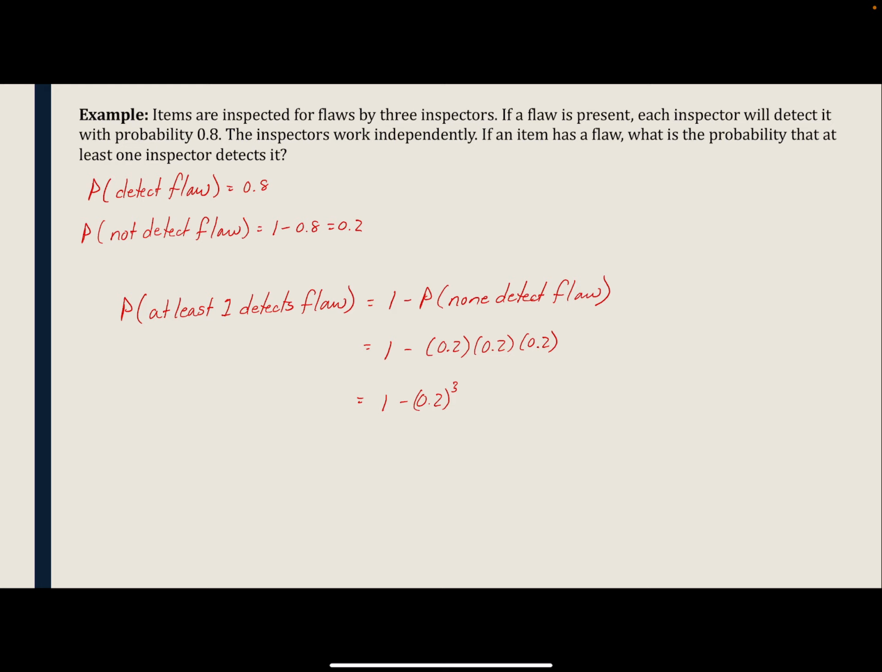If you put 0.2 cubed in your calculator and then do 1 minus that, you'll get 0.992. So there's a 99.2% chance that at least one of the inspectors will detect the flaw.